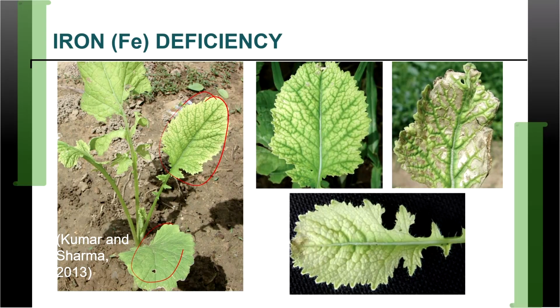And another interesting symptom here, you can see that the veins are green. Veins are green, only the intervenal area has become chlorotic. And finally, on this right extreme, on the top, you can see a whitish color has come in the intervenal area. This is a typical symptom of iron deficiency in rapeseed and mustard crops.